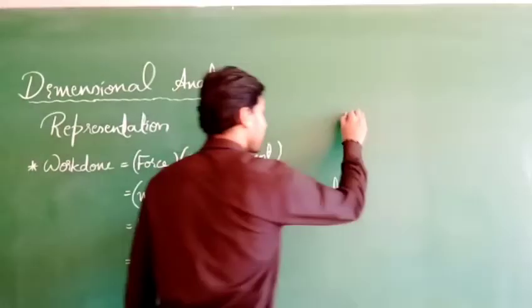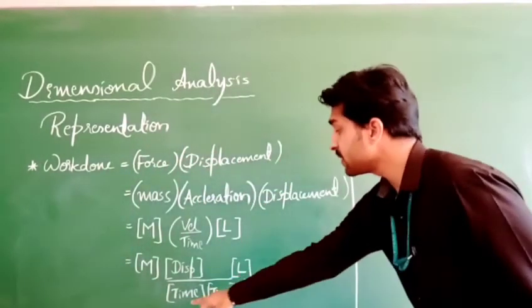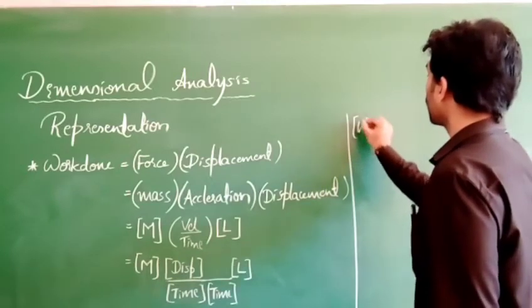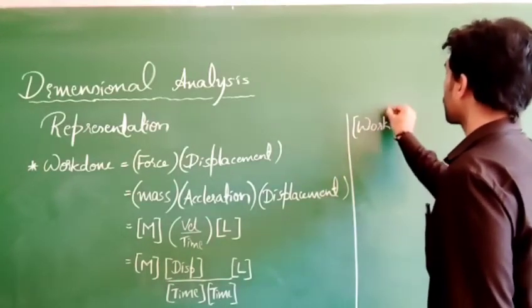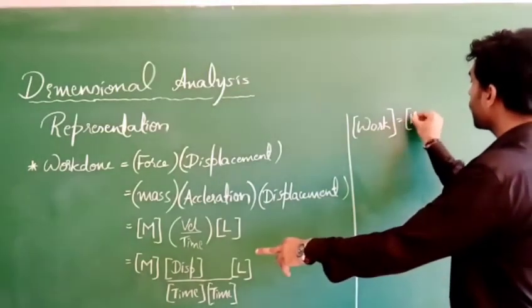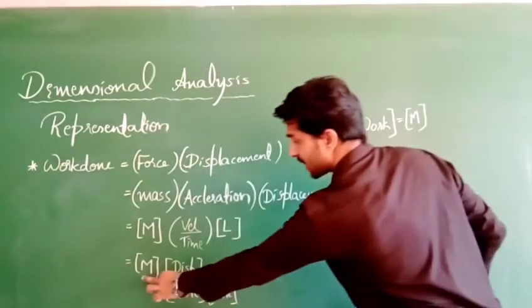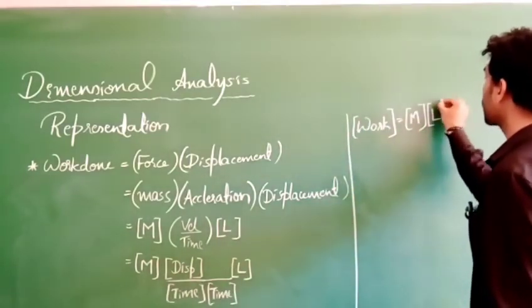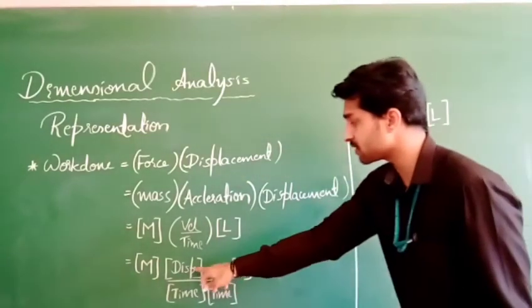Now write for displacement, time, everything. So dimensional formula for work done, or in simple words you can call it as work. So it is nothing but M as it is. Okay, this M as it is. Displacement, that is nothing but what? L, correct? That is nothing but length, shortest path, distance.